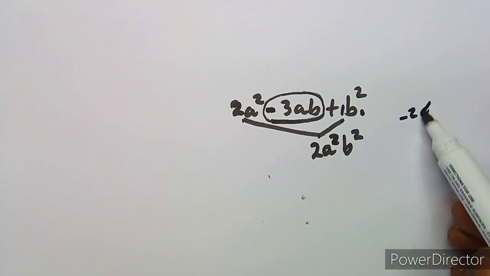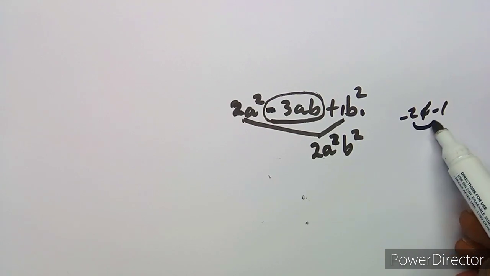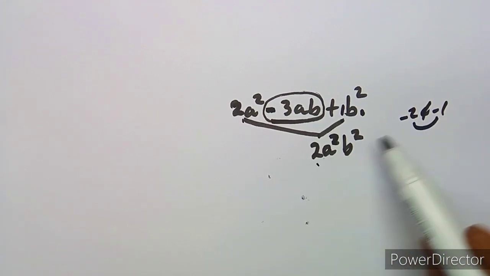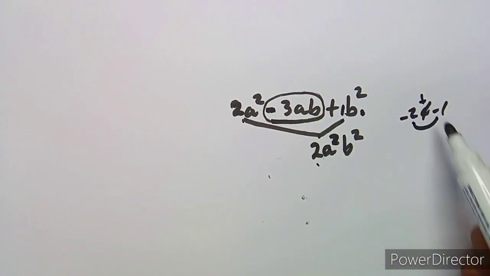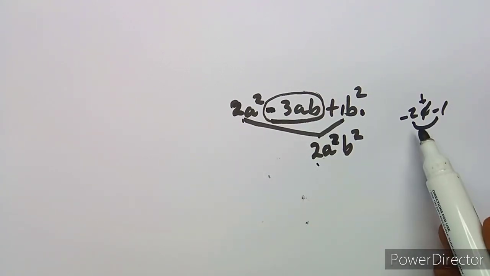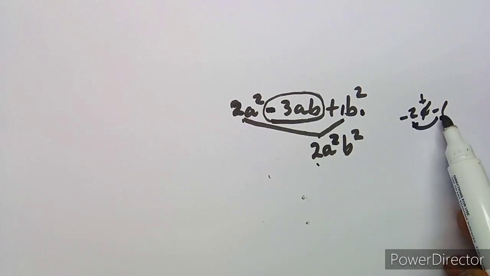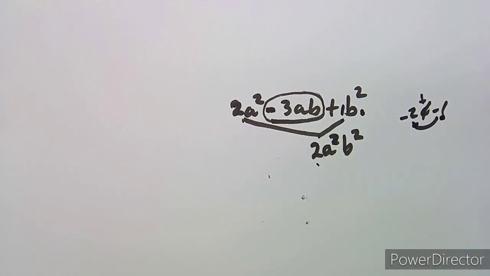Definitely it's minus 2 and minus 1. If we multiply these two, it's going to give us 2. If we add these two, minus 2 plus minus 1, it's minus 3. But we have to write these numbers in terms of what? A and B. So like I said, it depends on what you are going to use.